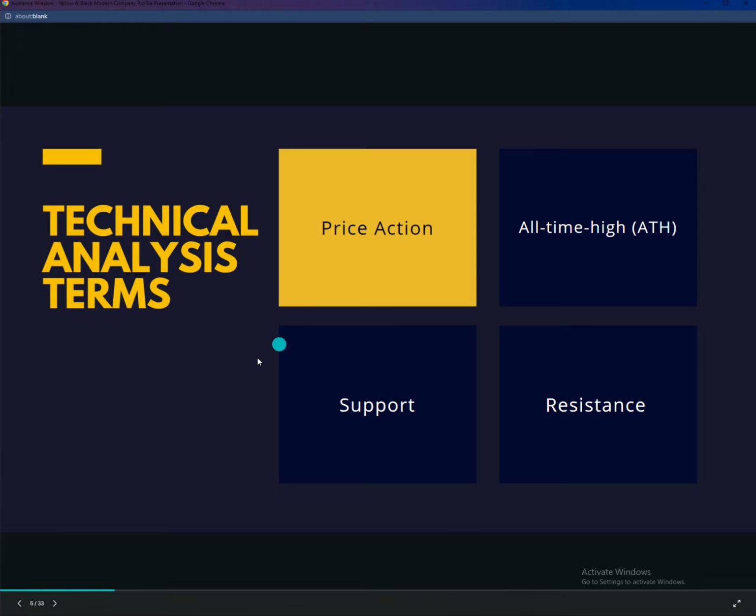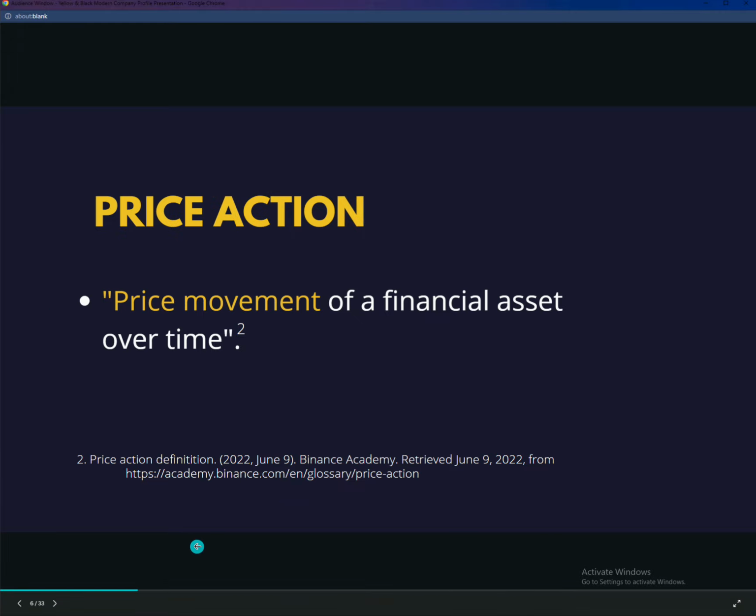Price action. Price action is the price movements of a financial asset over time. In this case, we will be analyzing the chart and make predictions based on technical analysis techniques or cues in order to determine future price action.